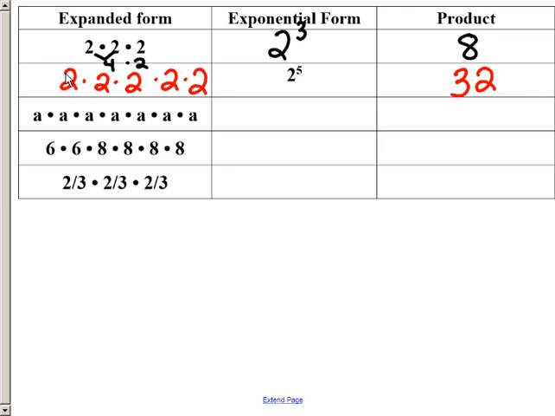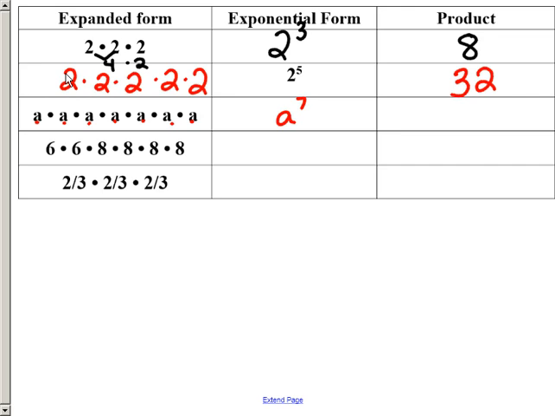So when we use a letter in a math problem, we generally call that a variable. So our variable in this case is what's being repeatedly multiplied. So we're going to have A as our base, and we're using it as a factor 1, 2, 3, 4, 5, 6, 7 times. So it's a to the 7th power.